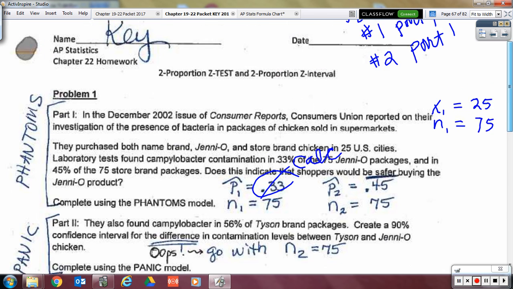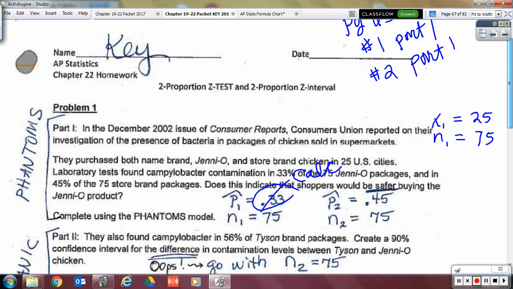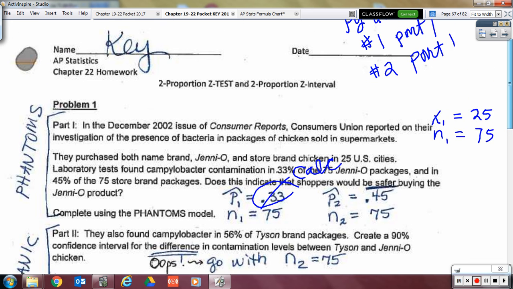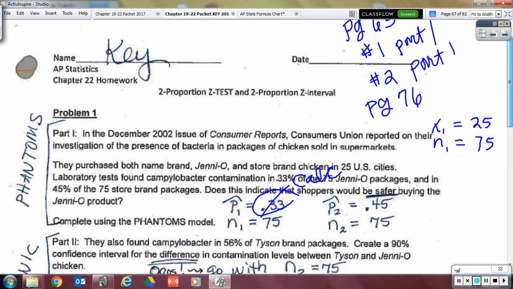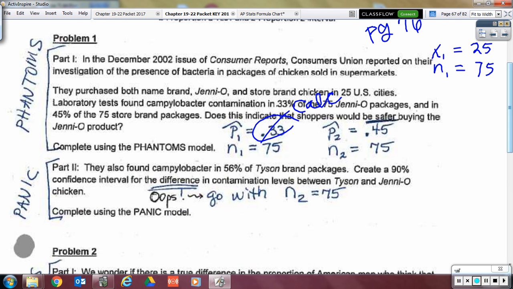But I want to have a little discussion of a very, very common mistake before I let you go free. By the way, I also do want you to do page 76 alone. That's one review page. Okay? 76. So 2 phantoms and page 76. So let's have this little discussion here.